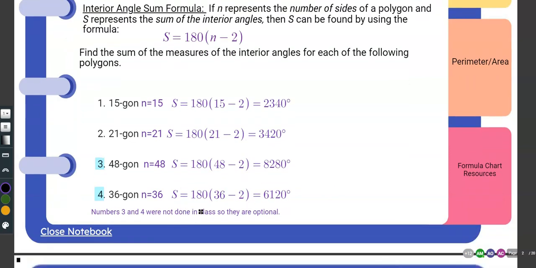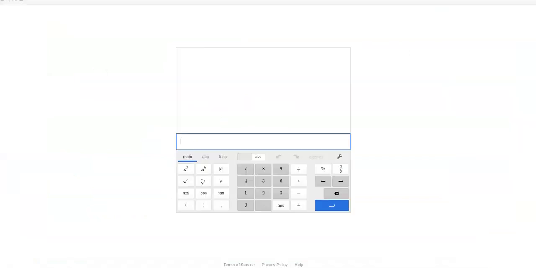3 and 4 we did not do in class. You do not have to have them in the filled-in version of your notes, but we did the same thing here to get 8,280 and 6,120. All we did was run it through a calculator, just like we do for all of the other problems. 15 minus 2. Exactly what we typed onto the screen in Kami, we can put into Desmos.